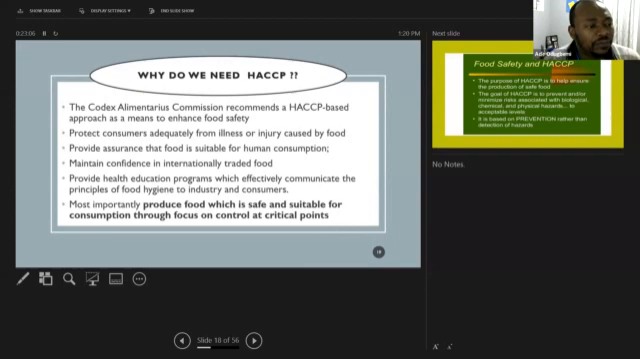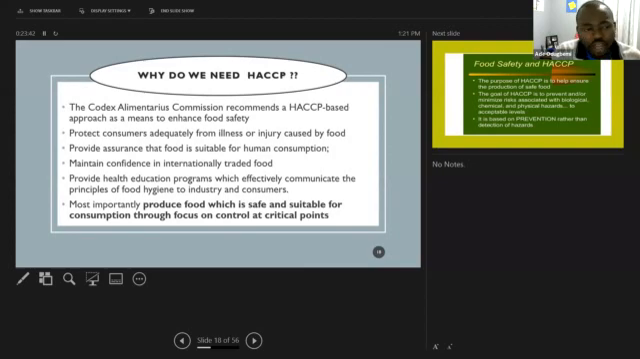Provide assurance that food is suitable for human consumption. It maintains confidence in internationally traded food. Right now, food is going all over the world. They make food in Nigeria today, it's already in Ghana tomorrow. They make it in Nigeria today, it's already in London the next day. They make it in Japan today, it's already in China the next day. Food is going all over the world. And right now, one of the ways of establishing that the food source is adequate, is compatible, is credible, is in the certification and use of HACCP-based methodology for food safety.